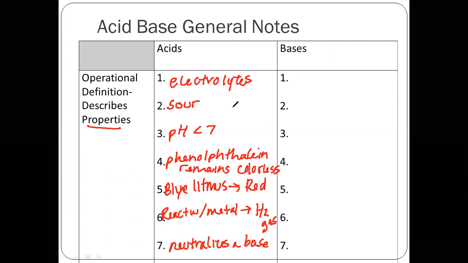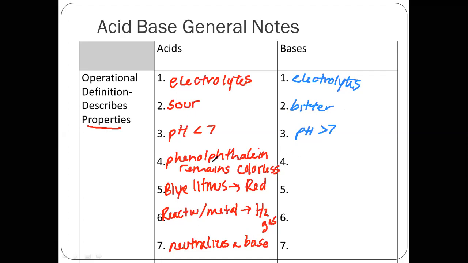Okay, so bases are also electrolytes. They taste bitter. The pH is greater than 7. Let's go back to bitter. Something that tastes bitter, I mean, you don't generally taste soap, but you may have gotten soap in your mouth, but like baking chocolate, I would say is pretty bitter, or dark chocolate, something like that.